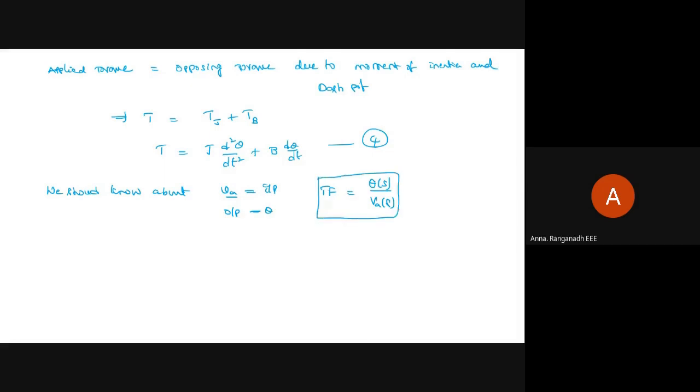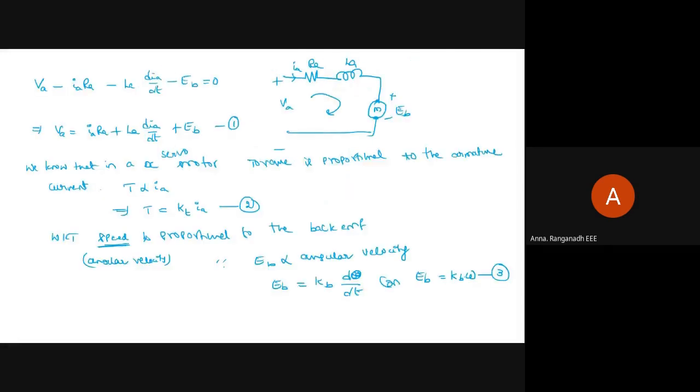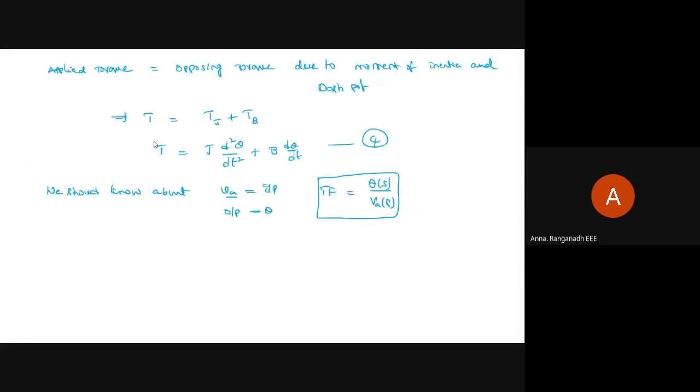In order to find theta of s by VA of s, we need to segregate the 4 equations. Theta of s is available in the 4th equation, and V of s is available in the 1st equation. So we can resolve these equations and get theta of s by VA of s. To get that, we can apply Laplace transform to all 4 equations. For that, I'm going to write all four equations one time.